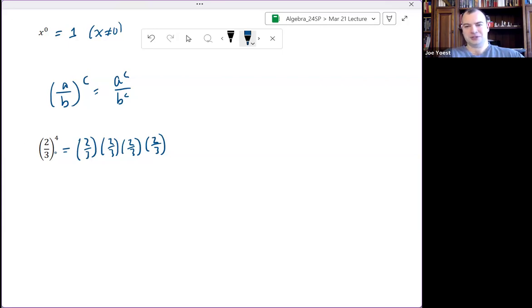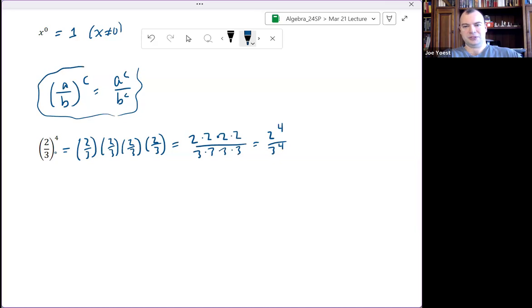But if I have fractions that are multiplied together, I can just combine them as one single fraction. Very important. This works when they're multiplied together. If I had fractions added together, we wouldn't add the numerators and add the denominators. But because they're multiplied, this is how it works. This is 2 to the 4th over 3 to the 4th. So just remember this property from a couple sections ago.